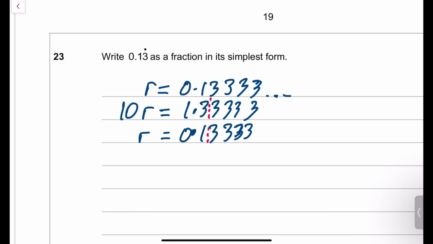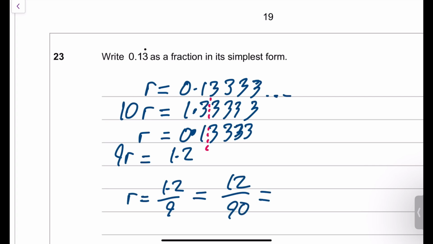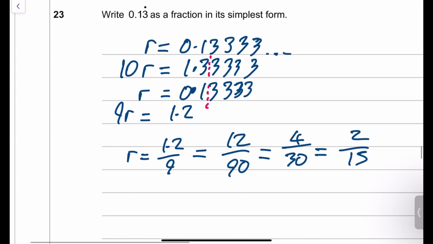If I subtract, all those 3's go, so you're going to get 9r on the left hand side. 10r minus r is just 9r, and that's going to be 1.2, which means r is equal to 1.2 over 9. Multiply top and bottom by 10, and then divide top and bottom by 3, that's going to be 4 over 30. Divide top and bottom by 2, that's 2 over 15, and that is it. I'm just checking this with a calculator, cheating here just to check, and yep, that has worked. Happy days, you have no calculator to do that, unfortunately, in the exam.